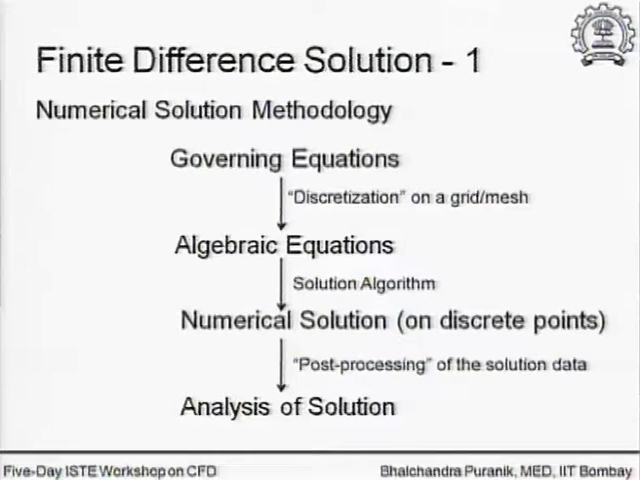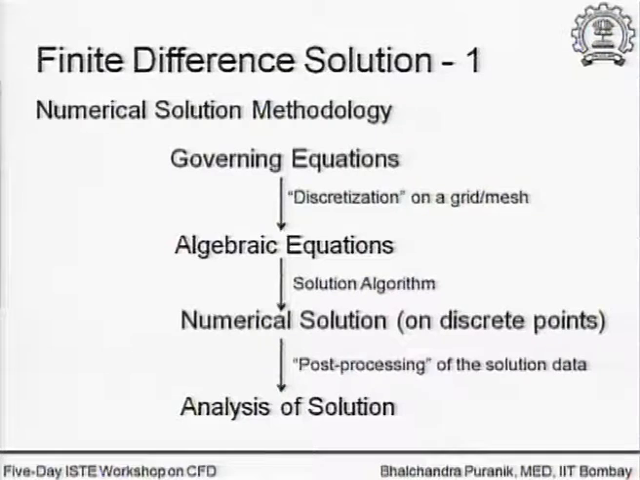And this is true whether you are doing finite difference or finite volume. What we normally do is we start with governing equations, and then we carry out a process called discretization on a mesh or a grid, which results in a set of algebraic equations, which then are solved using some solution algorithm, after which we obtain the numerical solution. The numerical solution is obtained on the discrete points, which are the grid points or the mesh points. After you obtain that numerical solution, we do post processing of the solution data, which involves the analysis of the problem or the solution.